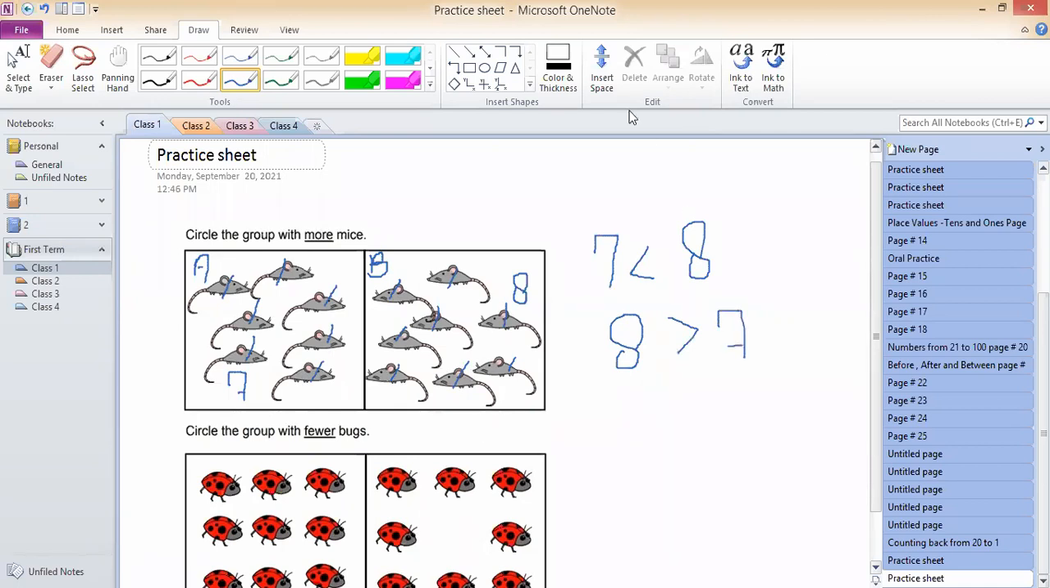So guys, which group has more mice, A or B? A is having 7 or B is having 8. So which is bigger? 7 is bigger or 8 is bigger? Eight is bigger. That's very good, guys. So what you have to say is, sir, 8 is bigger than 7. 8 is greater than 7, right? So there are more mice in group B than A. Clear, guys?